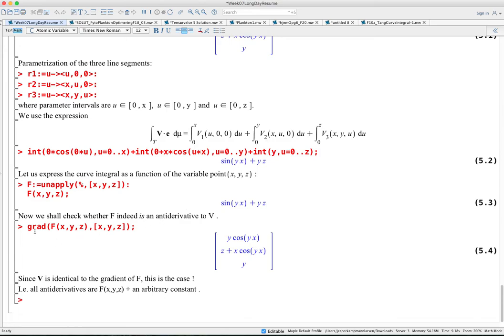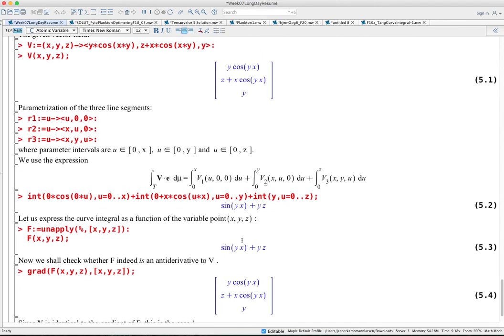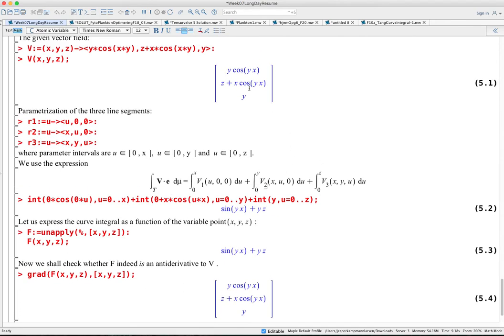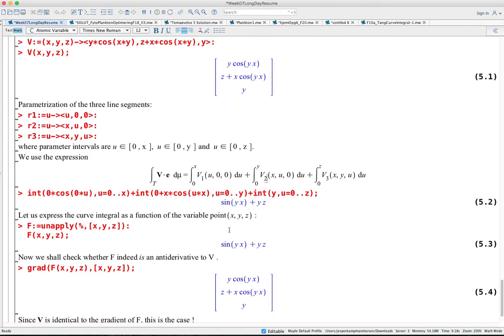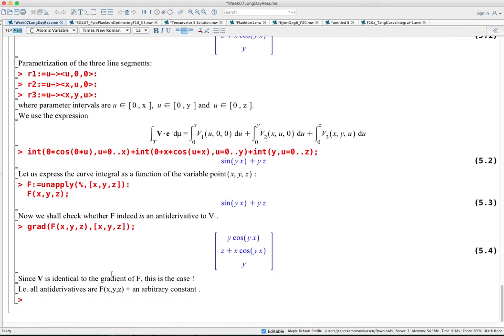Now, let's see, if I compute the gradient of this F function, I get exactly the same result as I started from. So, v is identical to the gradient of F. And this means that all antiderivatives of this vector field are F plus an arbitrary constant.